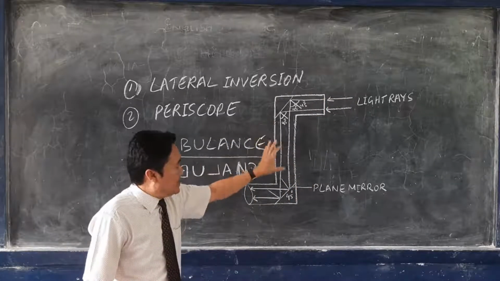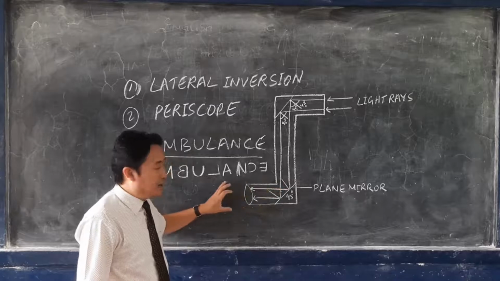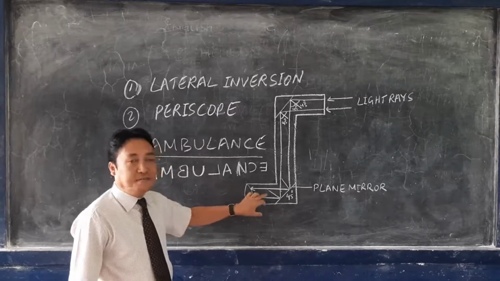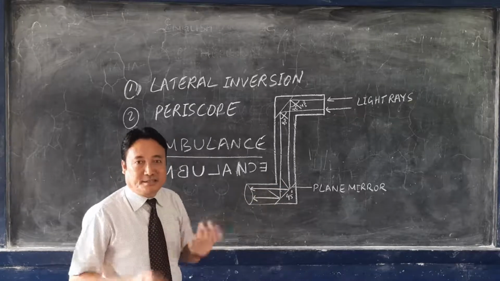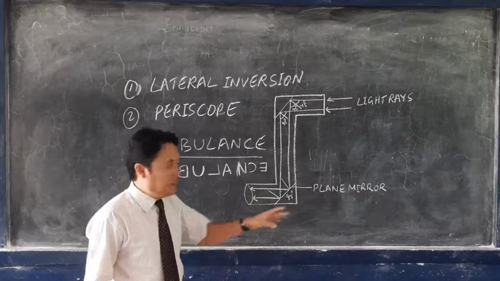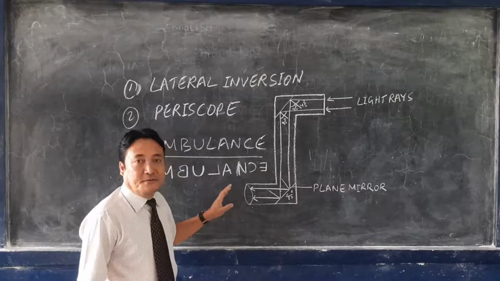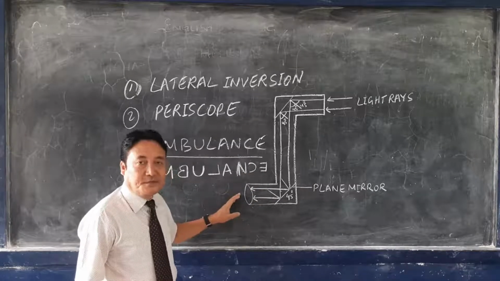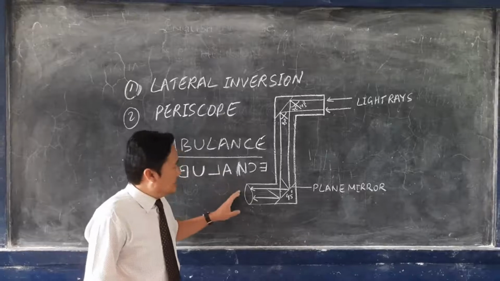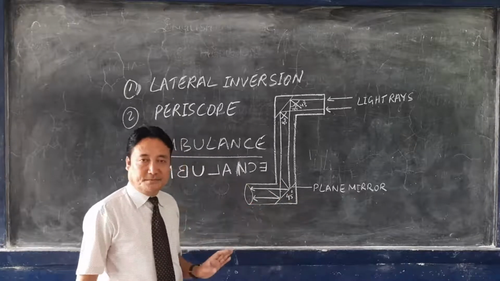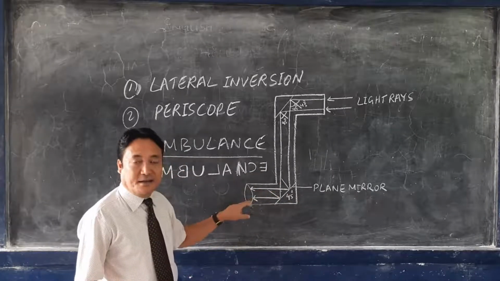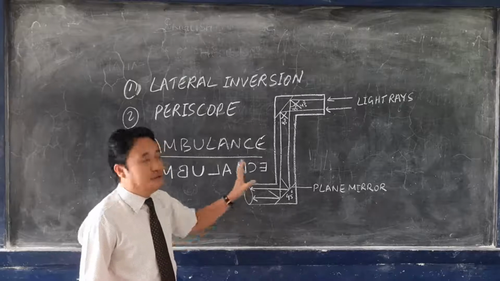And when the light gets reflected, that reflected light will come, and since the reflected rays of light are not intersecting, whatever image is seen by the observer is a virtual image. Since the reflected rays of light are not intersecting, a virtual image will be seen.